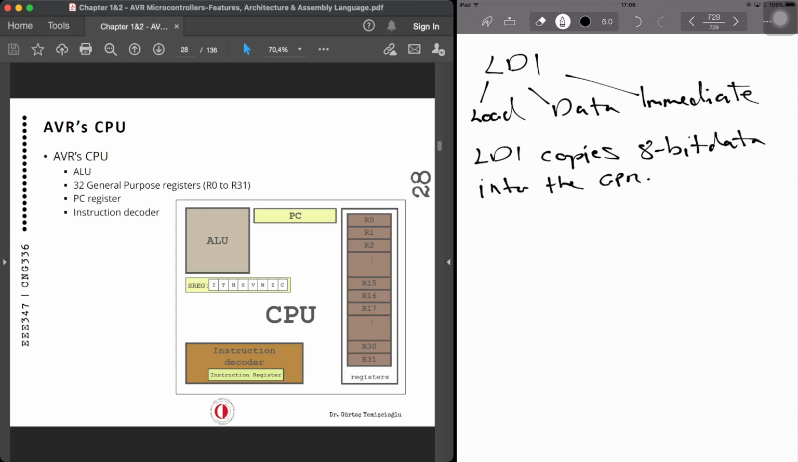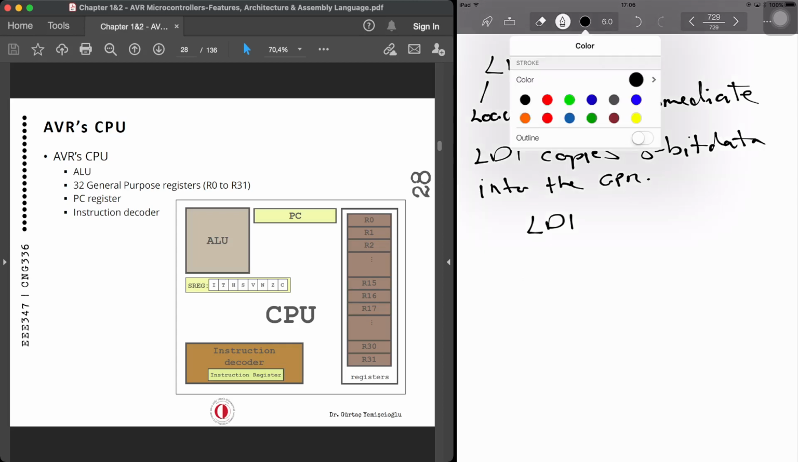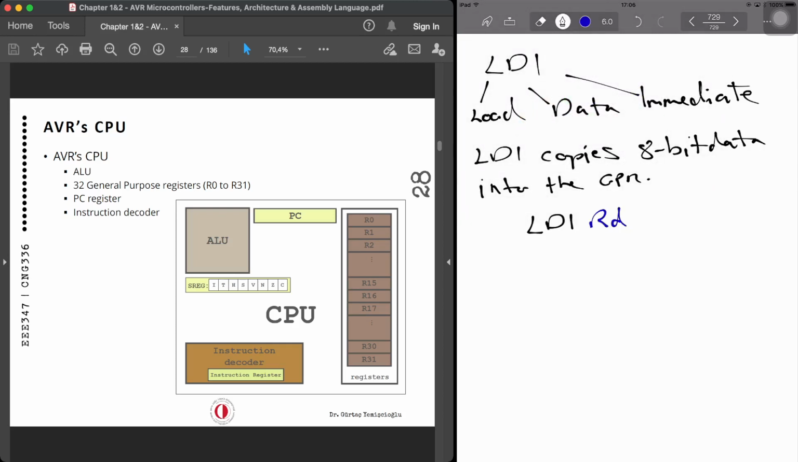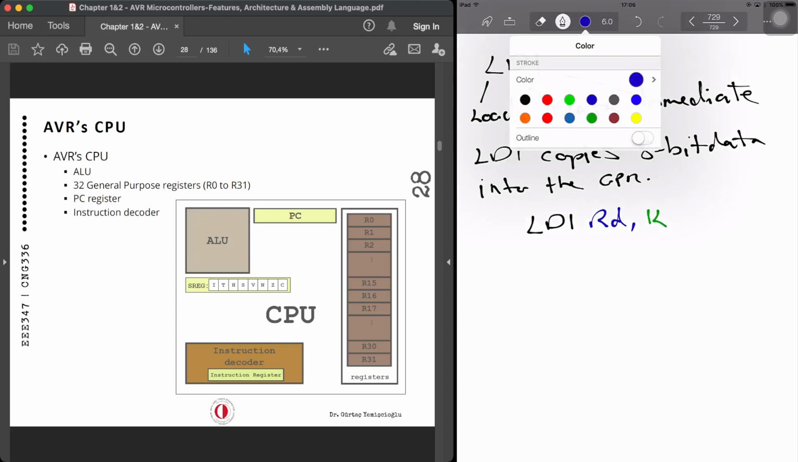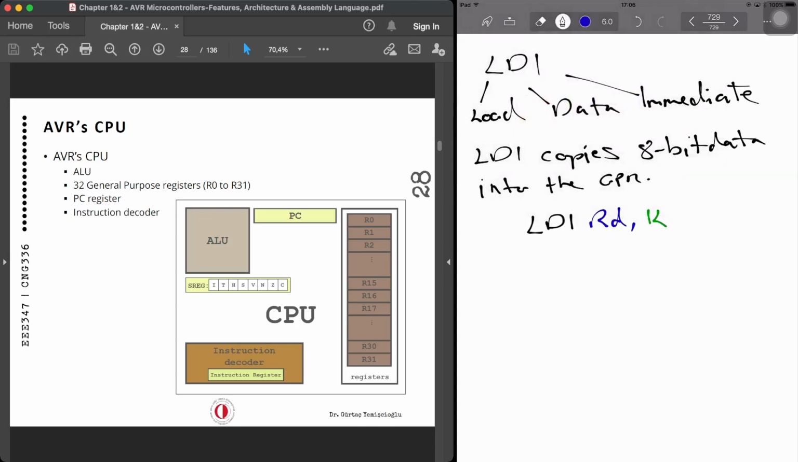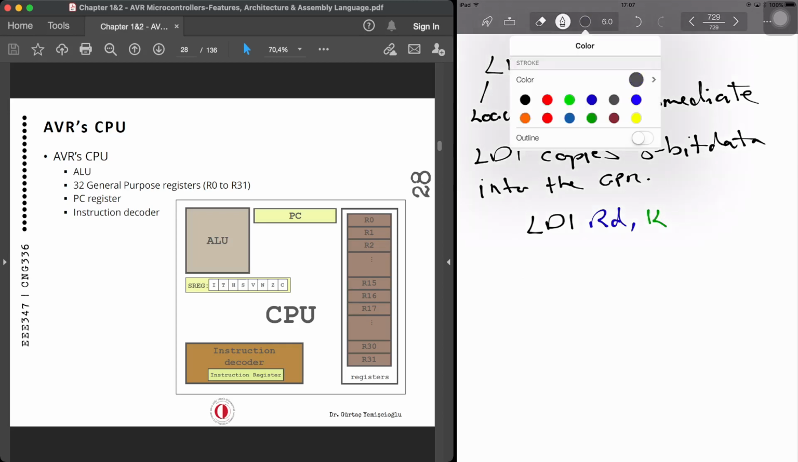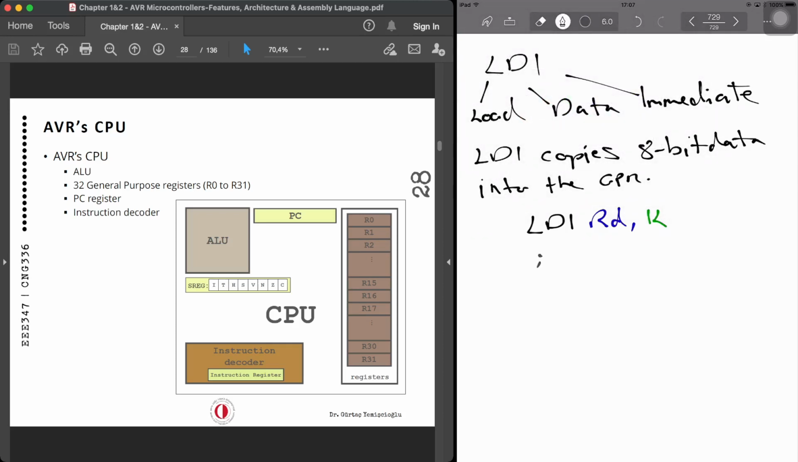So the format of it is like LDI RD, K. Now, one of the important things over here, this is a typical AVR instruction. If you want to write a comment, we use semicolons. So: load RD, which we call the destination register, with immediate value K. Okay, so immediate value is a constant value.